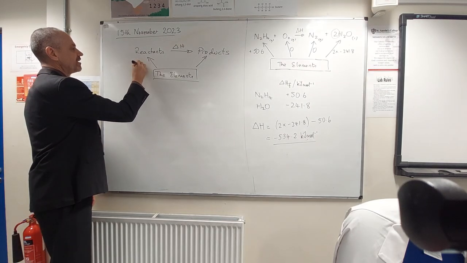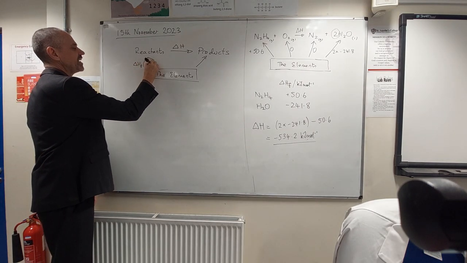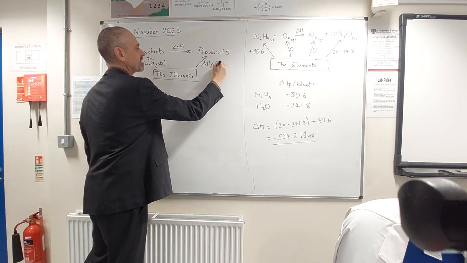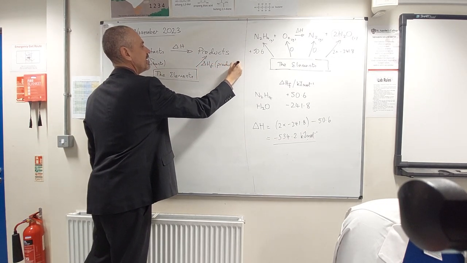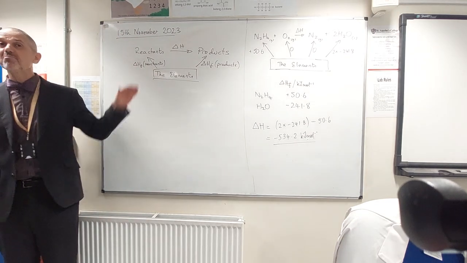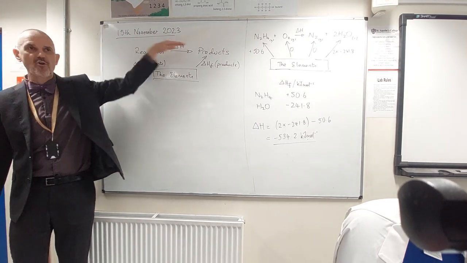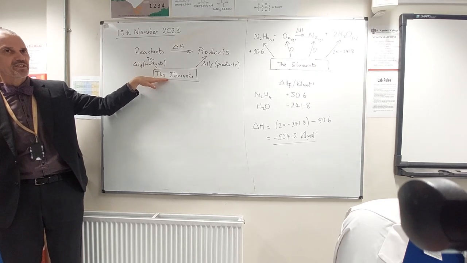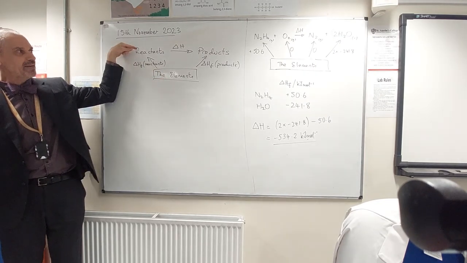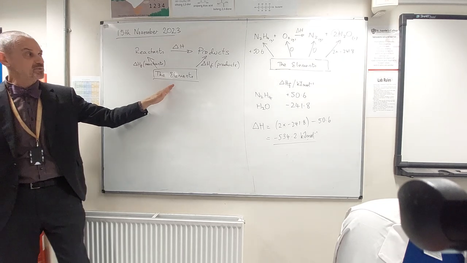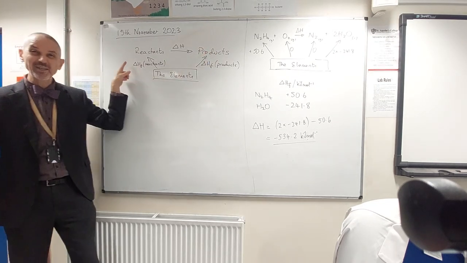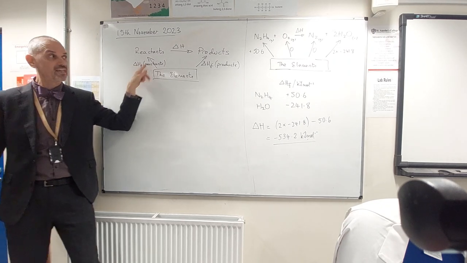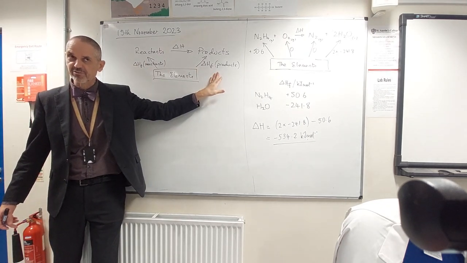And we're always going to have the delta HFs for the reactants here and the delta HFs for the products there. Okay. And because we're always going from reactants to products, we're always going to be going in this direction. This is an important point. Pay attention. We're always going to be going in this direction towards the elements and then going back in that direction. So we're always going to be changing the sign of delta HF for the reactants and keeping the sign for delta HF for the products.